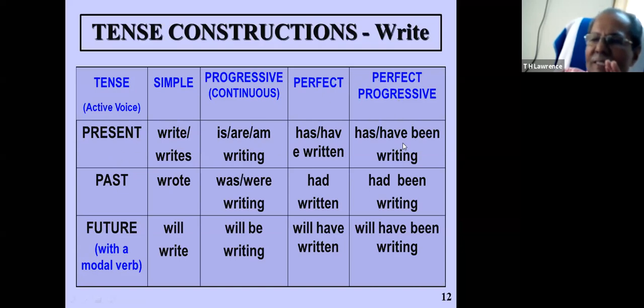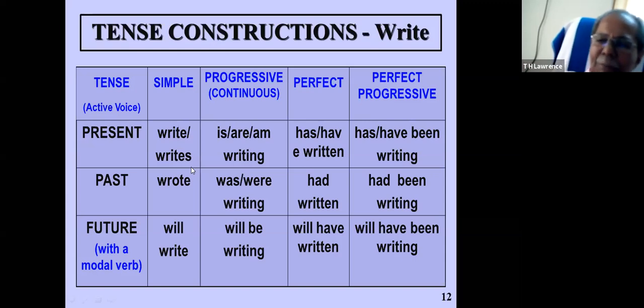This is how it has to be named or it has to be right. So has been writing or have been writing. So we have seen that the verb write has four forms in the present. That is present simple, present progressive, present perfect, and present perfect progressive. They are write or writes, is writing or am writing, has written or have written, and has been writing or have been writing.